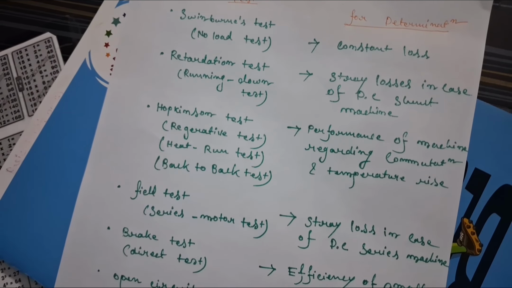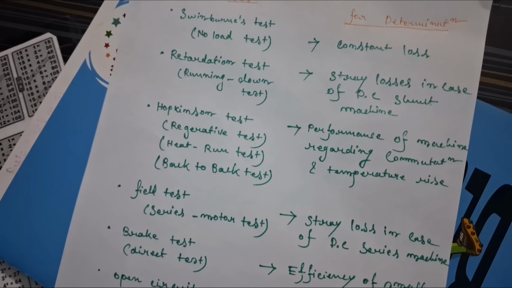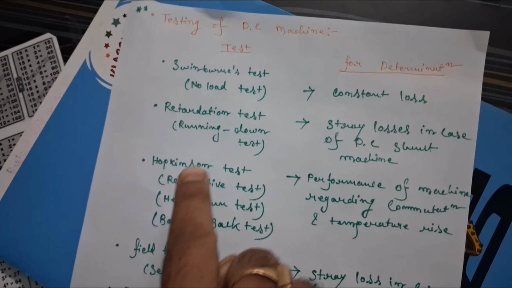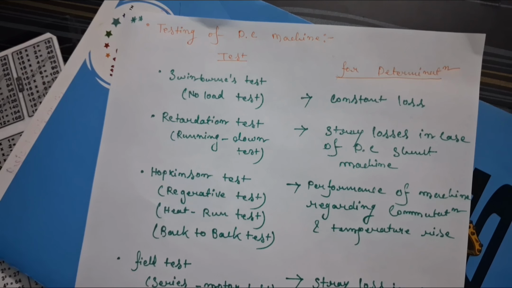Next, you have to remember field test. It is also called series motor test. It is used for determination of stray loss in case of DC series machine. This test is for DC series machine and retardation test is for DC shunt machine. Field test is also used for determination of stray loss, but it is for DC series machine and retardation for DC shunt machine.